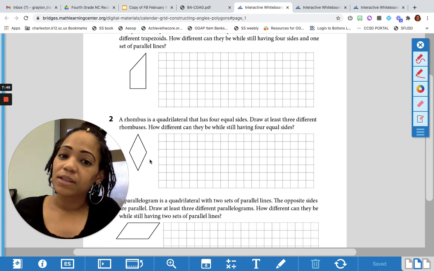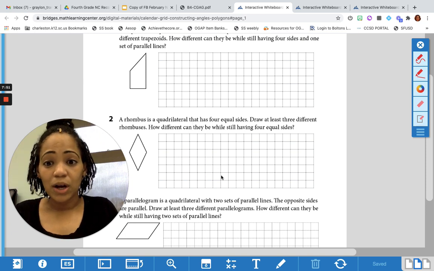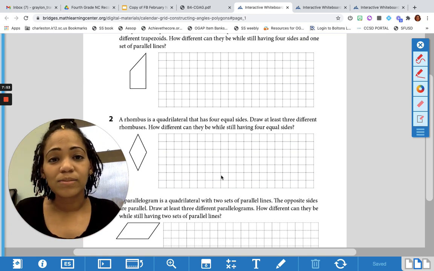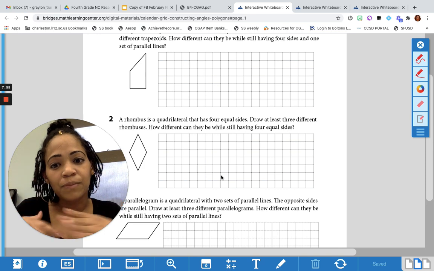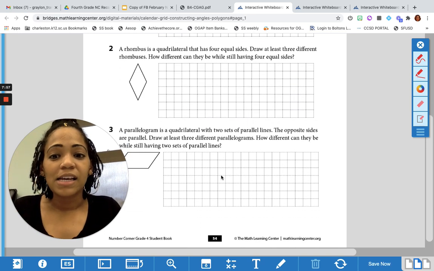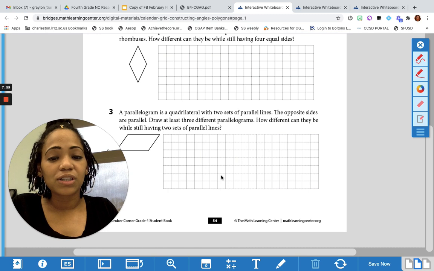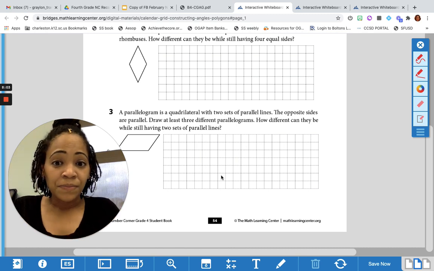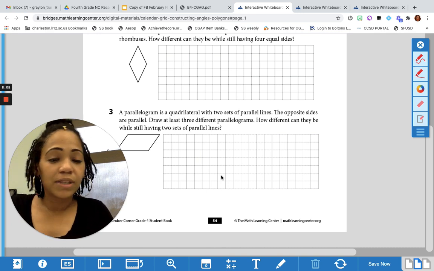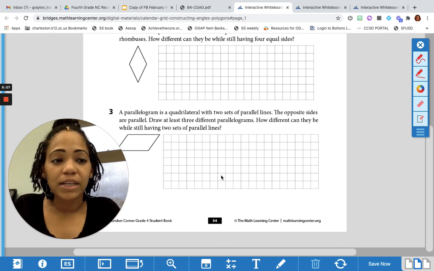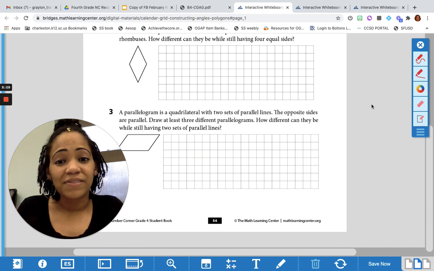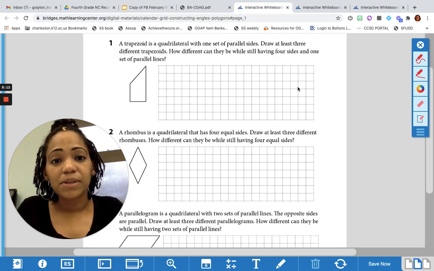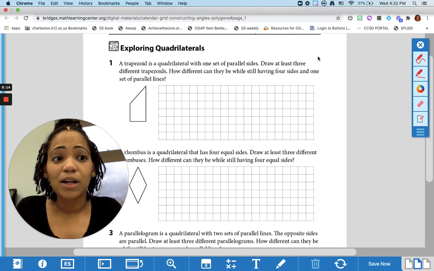Then a rhombus. Same thing, which is a quadrilateral that has 4 equal sides. So like a square, that's kind of smushed. Draw 3 different rhombuses. And then a parallelogram, which is a quadrilateral with 2 sets of parallel lines. So, if you have a straight edge at home, please use that just so we can keep our work as neat as possible. If not, that's okay. But please follow the directions and follow them closely.